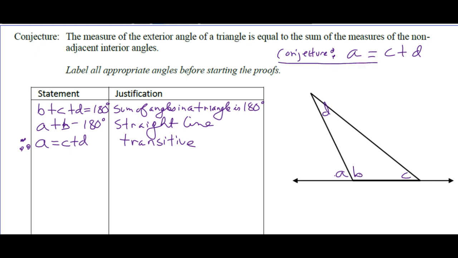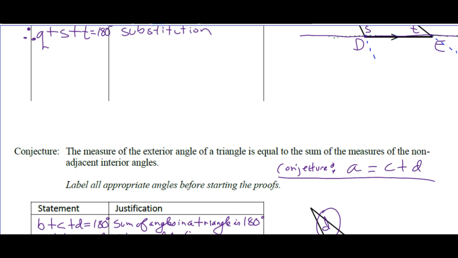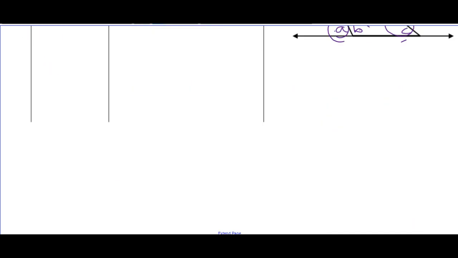Okay, and that's what we wanted to show, that the exterior angle is equal to the sum of the non-adjacent, so not the B, but C plus D. The reason is, these three angles add to 180, but these two angles add to 180, so this is the same as that. And I think that's all we need on the page.